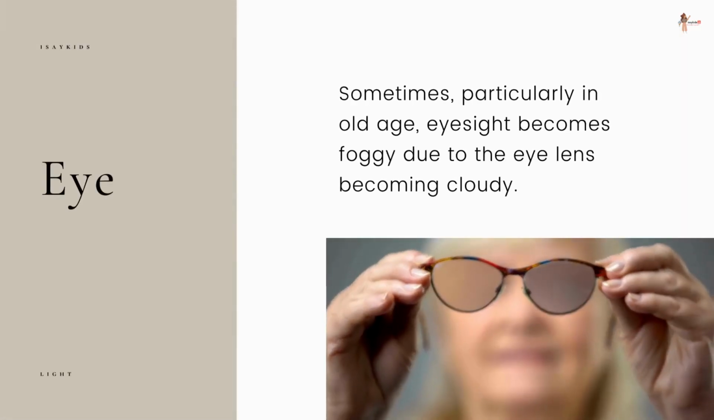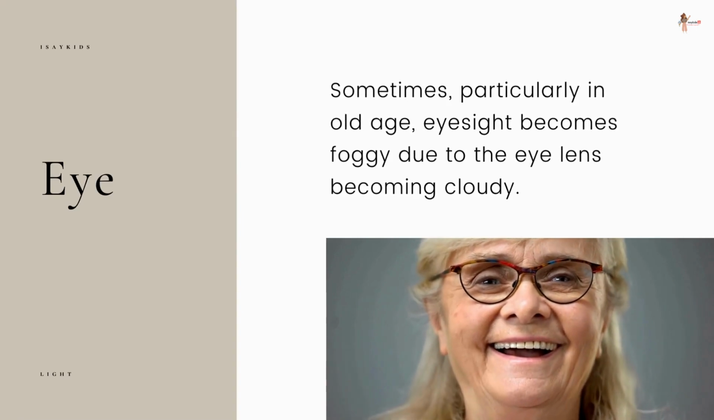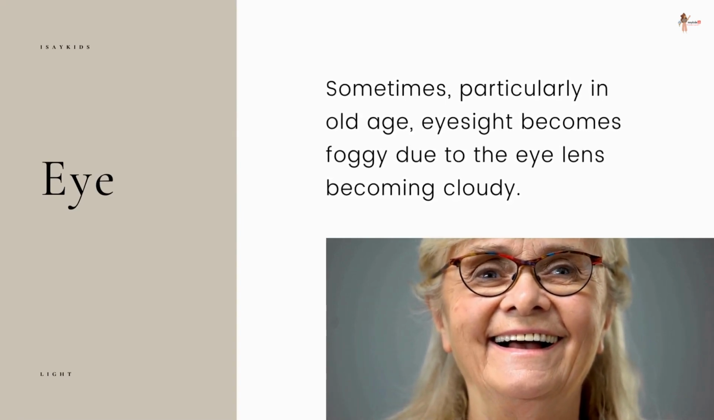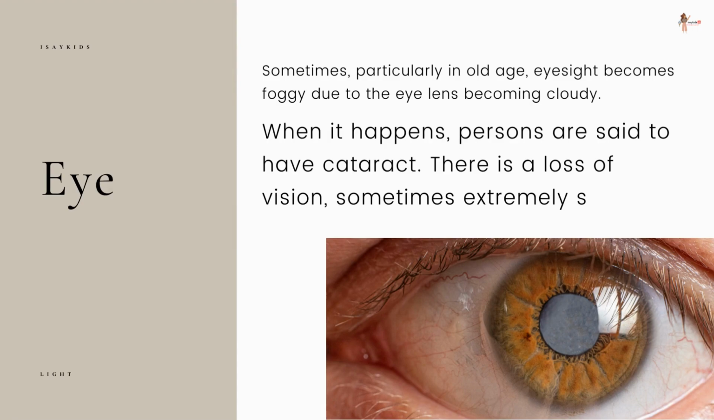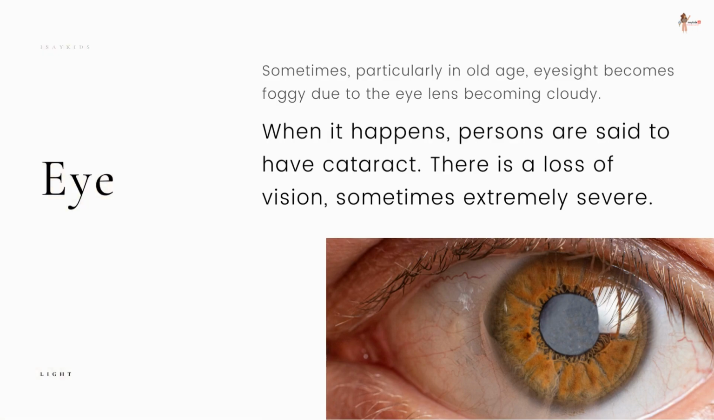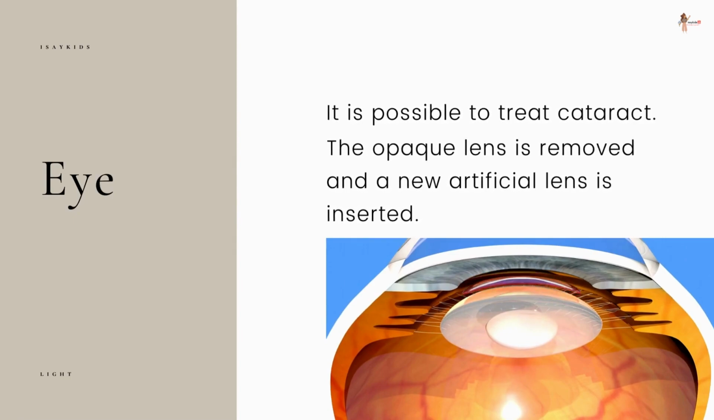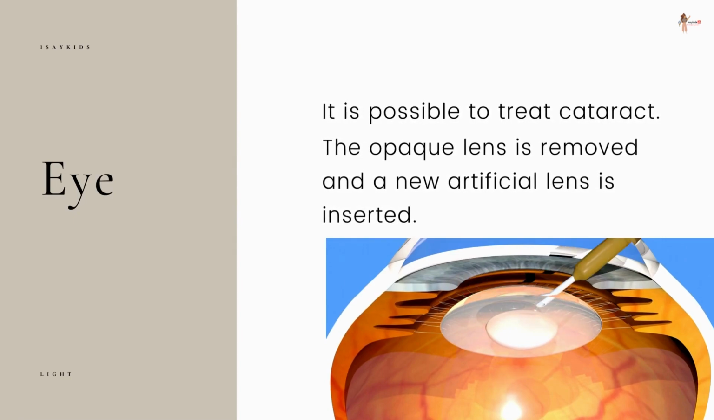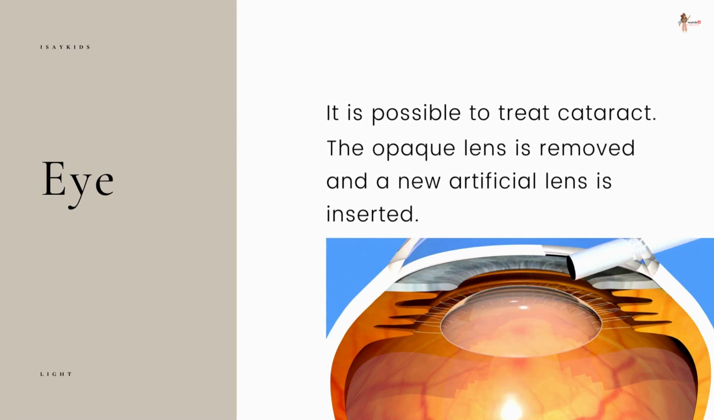Sometimes, particularly in old age, eyesight becomes foggy. It is due to the eye lens becoming cloudy. When it happens, persons are said to have cataract. There is a loss of vision, sometimes extremely severe. It is possible to treat this defect. The opaque lens is removed and a new artificial lens is inserted. Modern technology has made this procedure simpler and safer.